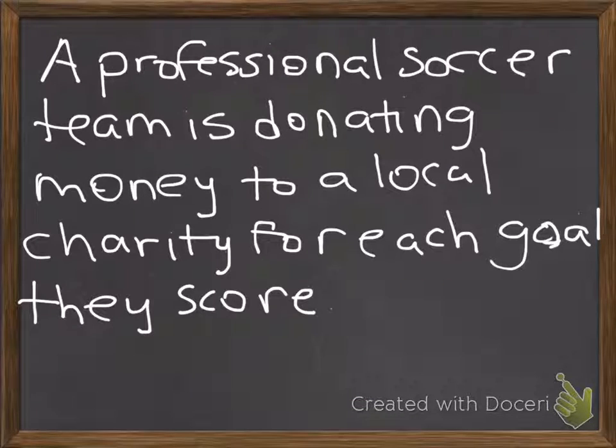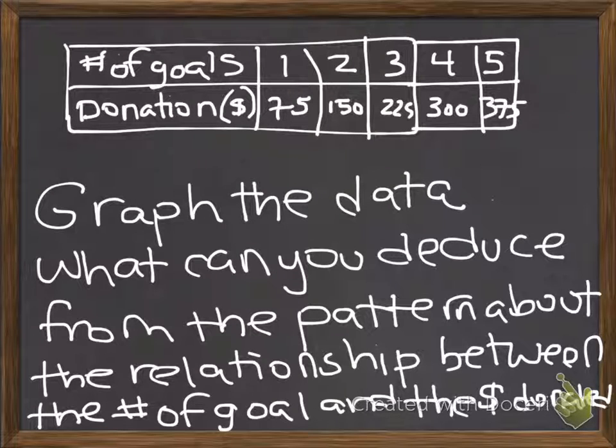So we're going to do a problem related to figuring out whether it's a proportional relationship or a non-proportional relationship, and also graphing and making an equation from it. So we have a professional soccer team that's donating money to a local charity for each goal they score. We're going to look at the table, and the number of goals is listed at the top, 1, 2, 3, 4, 5. And the donation money is listed at the bottom, so 75, 150, 225, 300, and 375.